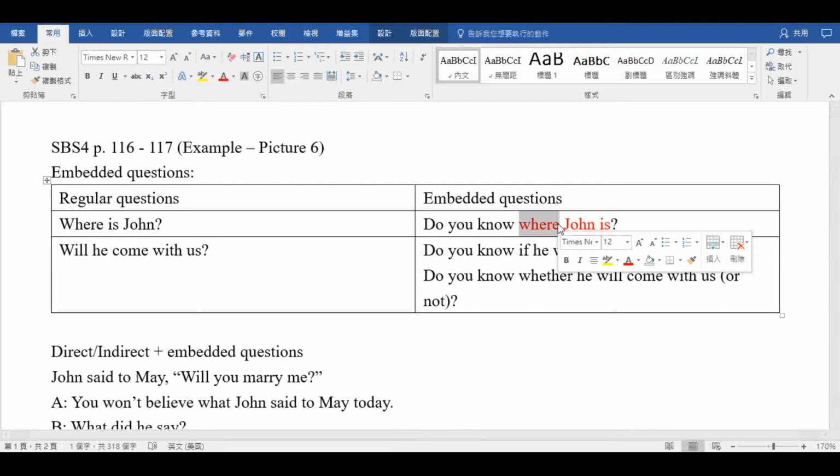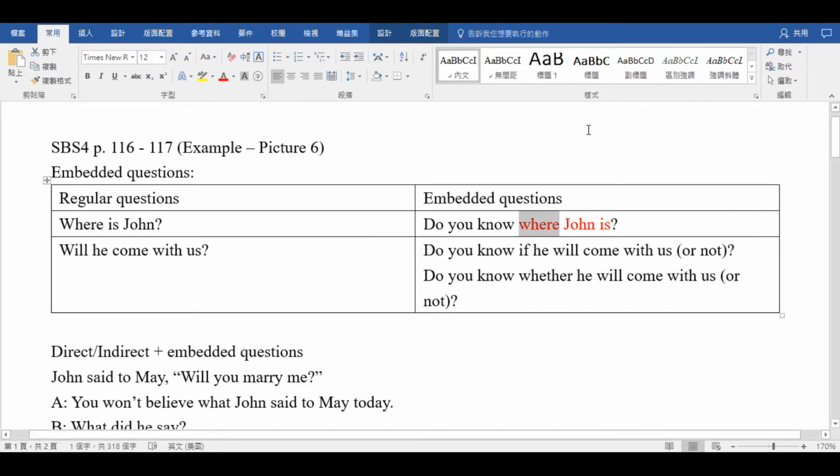The thing I need to pay attention to is that when I put a regular question into an embedded question like this, I have to change the order of words. I have to make sure that a subject is before a verb, like a normal sentence. So that's the key to forming embedded questions. Okay, so when you put where is John into an embedded question, make sure that it's where John is. Subject is before a verb. Okay, so do you know where John is?